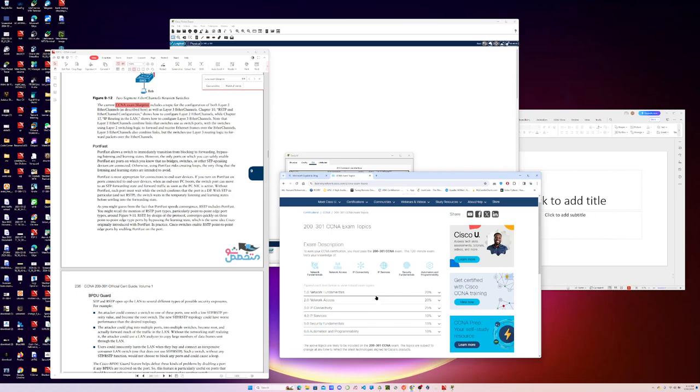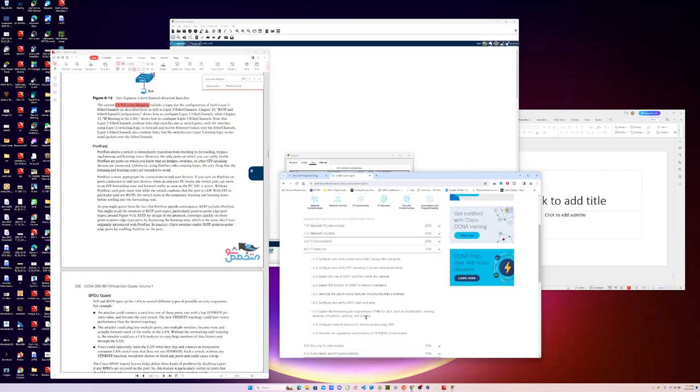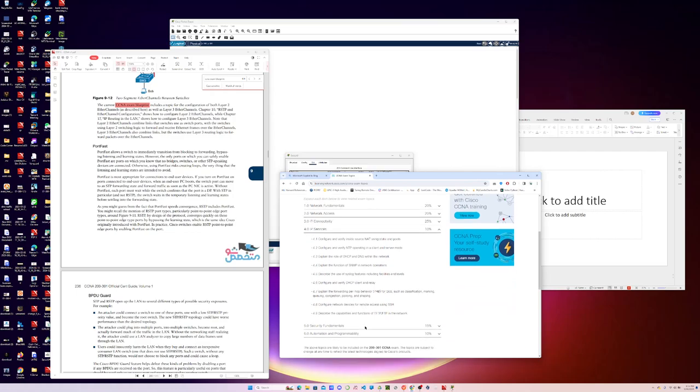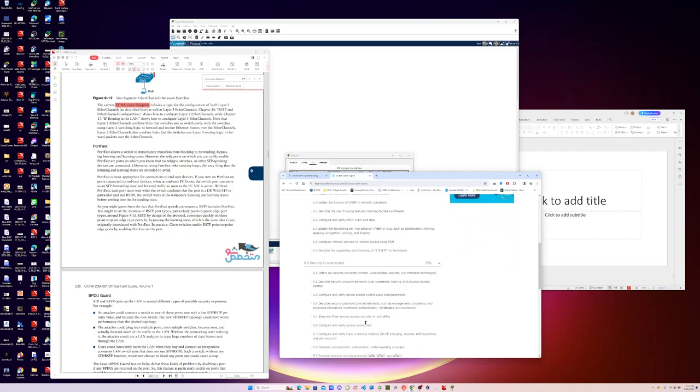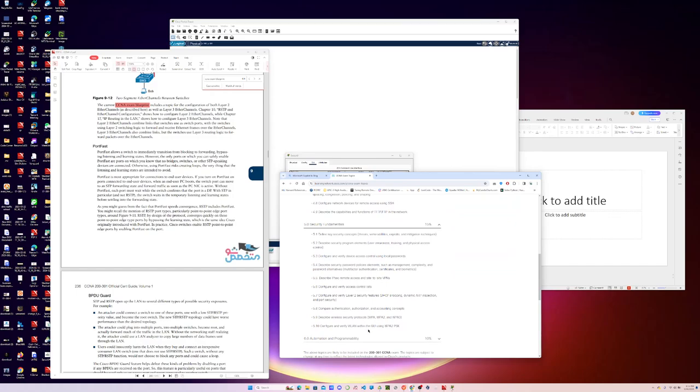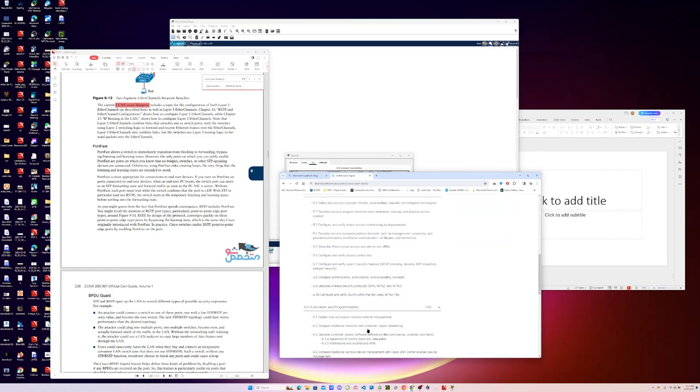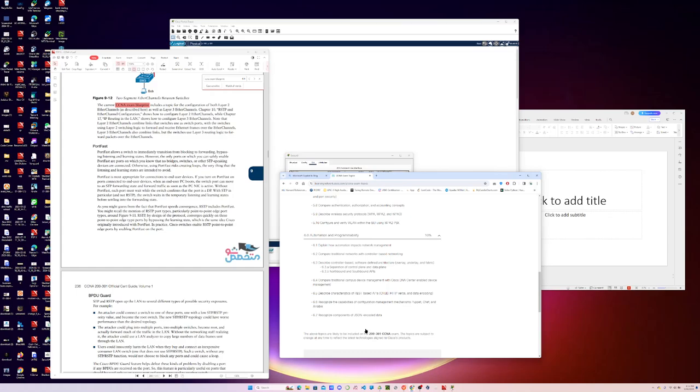Yeah, this gets closer to it, right? Network fundamentals, network access, IP connectivity, IP services. Good to know, but it's not the actual exam. So you can do that right now. Good read. And at the bottom, recognize components of JSON encoded data. Everything we're doing is for this.